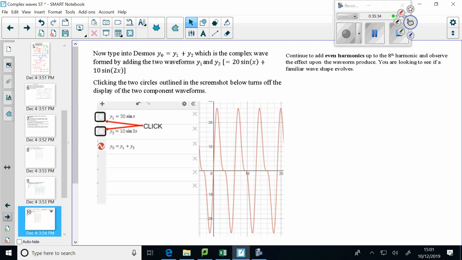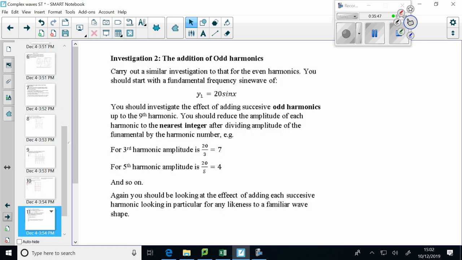Each time, make the amplitude of the harmonic the fundamental amplitude divided by the harmonic number. If you've got a fundamental of 20, like here, with a third harmonic, you make the amplitude 20 over 3, roughly 7. I'm not looking for you to have 4 or 5 decimal places. The fifth harmonic, 20 over 5, is 4. Just make the amplitude the fundamental divided by the harmonic number, roughly.